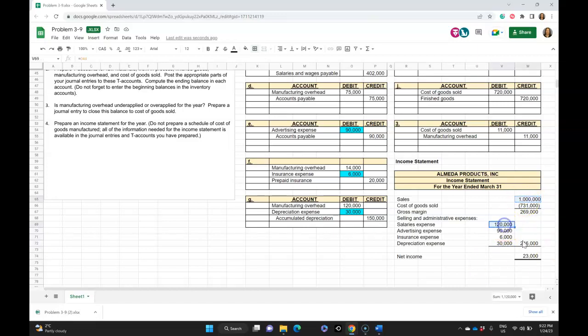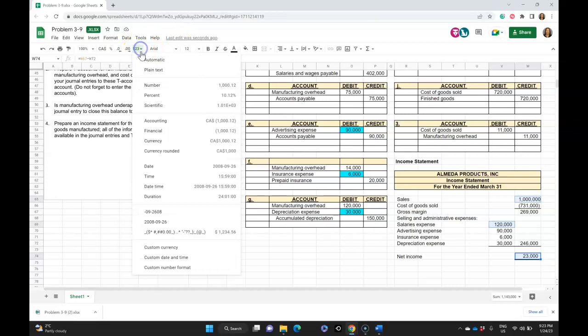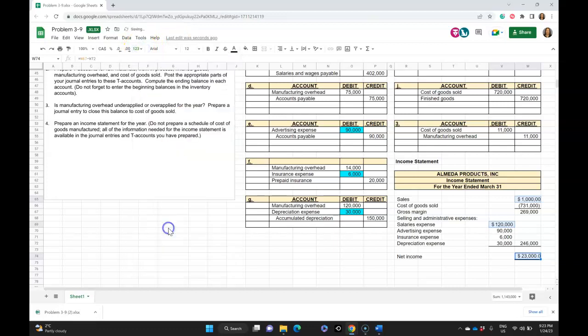And just to make this look pretty, we just want to have dollar signs at the beginning and end of the statement and at the beginning of each column. All right, so that is job costing from beginning to end.